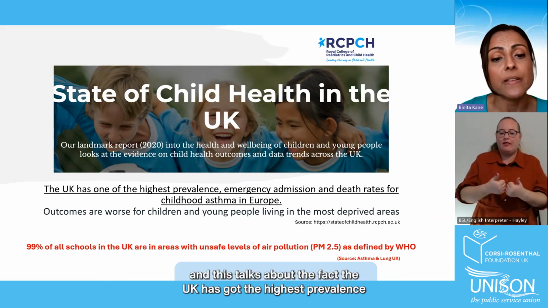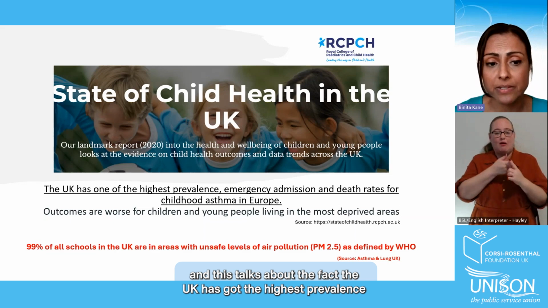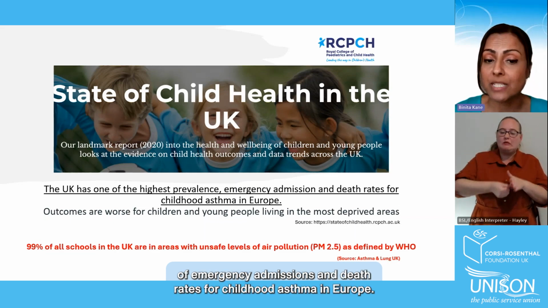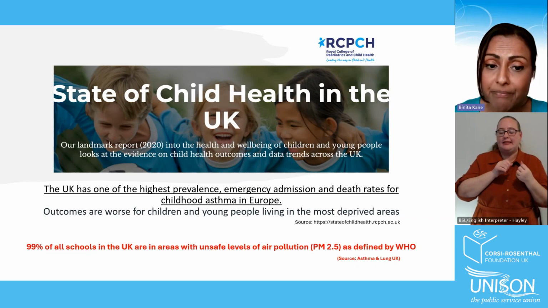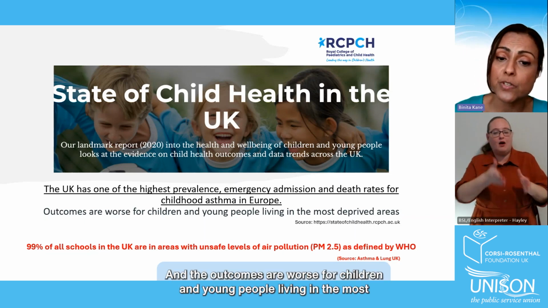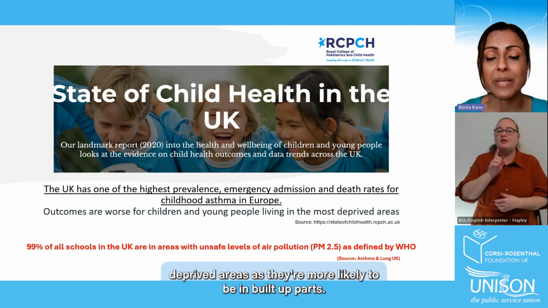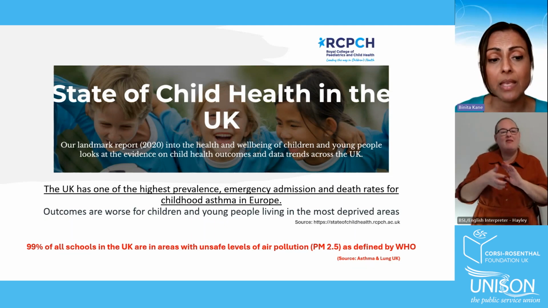And this talks about the fact the UK has got the highest prevalence, or one of the highest prevalences, of emergency admissions and death rates for childhood asthma in Europe. And the outcomes are worse for children and young people living in the most deprived areas, as they're more likely to be in built-up parts.